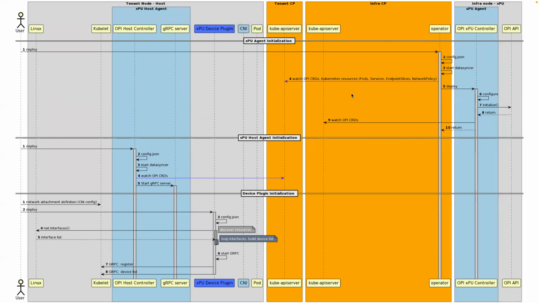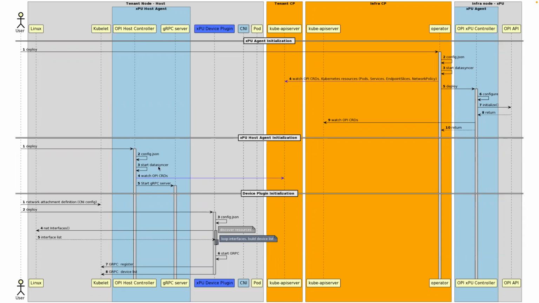So this is just from a deployment point of view. If we had the separate clusters, I just assumed that the user would deploy the operator on the infra side. This operator would start a data syncer that would monitor the tenant resources. They'd also deploy this XPU controller, which is essentially the interface to the OPI API. So this is going to be monitoring and watching for Kubernetes resources, either through CRDs or whatever, that are being reflected back from the tenant side, and making real OPI API calls, okay?